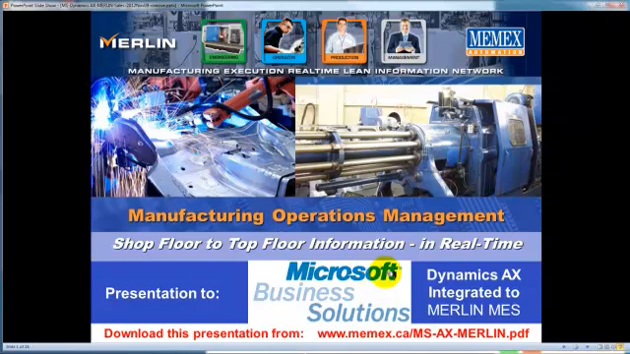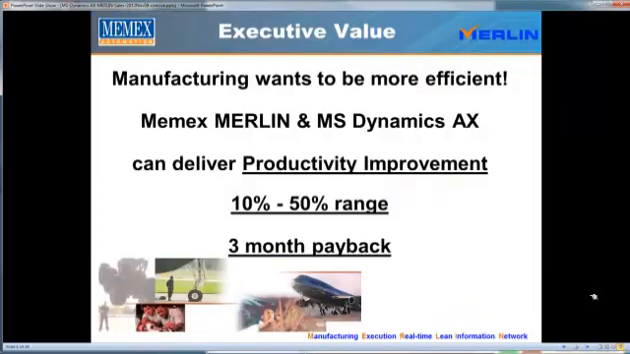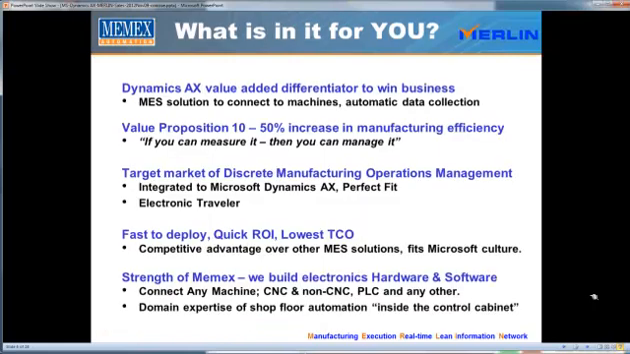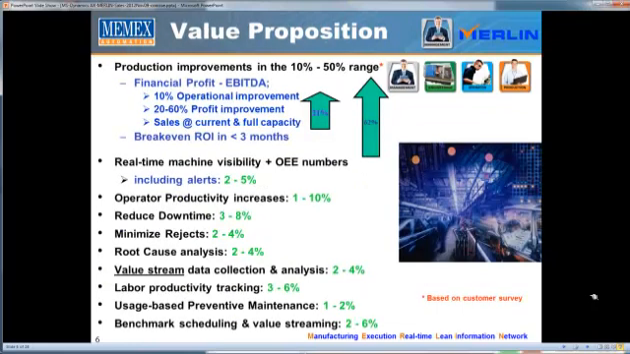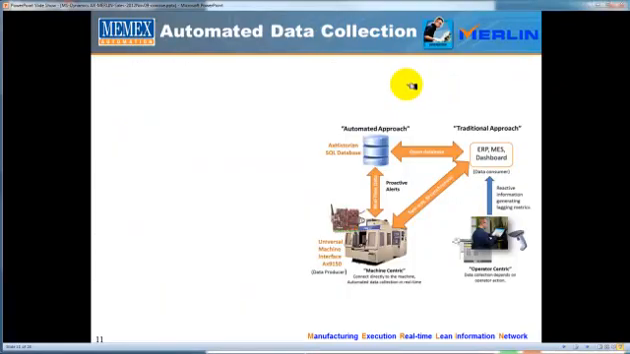This presentation extends Microsoft Dynamics AX shop floor to top floor information in real time, where we connect the ERP into the MES system on a two-way link. The productivity improvement is typically 10 to 50%, a value proposition for companies, very fast to deploy, quick return on investment, lowest total cost of ownership. A significant improvement in productivity of 10% can translate to a 60% profitability improvement.